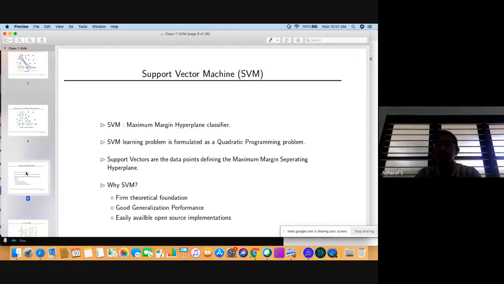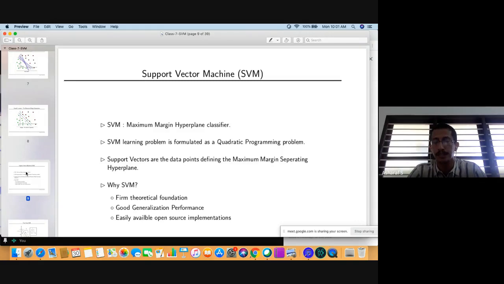A quadratic programming problem is essentially a constrained optimization problem where the objective function to be considered becomes quadratic, and the constraints are linear, all right? And he said that when we learn the maximal marginal hyperplane, we can represent it as a combination of data points, right? And he called those data points which essentially define the maximal marginal hyperplane support vectors. So support vectors are the data points defining the maximal marginal separating hyperplane. Back to why SVM: firm theoretical foundation, good generalization performance, and easy access to open source.